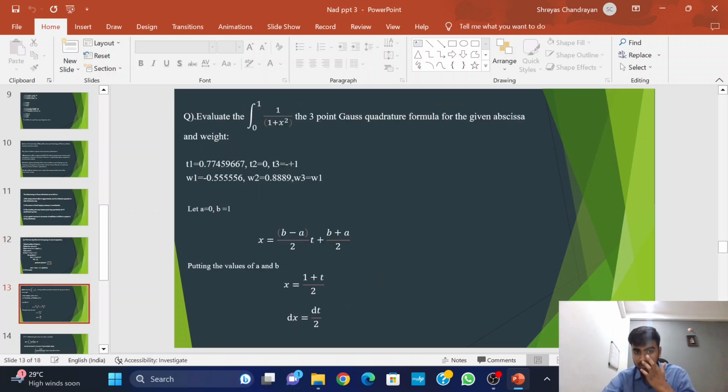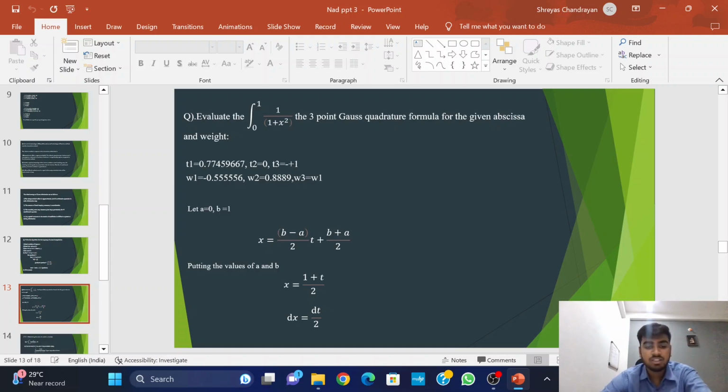Now the next question is evaluate the integral of 1 upon 1 plus x square for the limit 0 to 1 using the 3-point Gauss quadrature formula for the given abscissas and weights. So T1 is equals to minus 0.77459667 and T2 is 0, T3 is equals to plus 0.77459667. So W1 is equals to 0.555556 and W2 is equals to 0.8889. W3 is equals to W1.